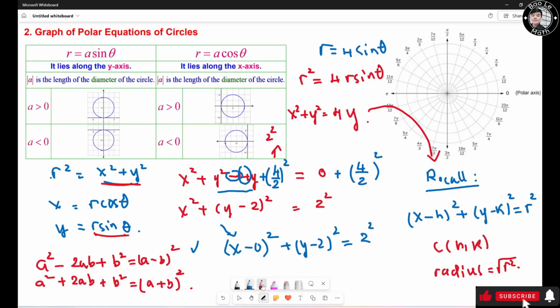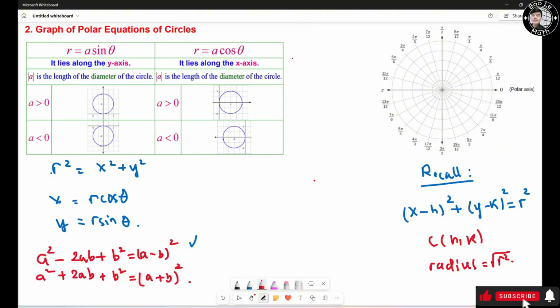So now the center should be (0, 2), and the radius, the square root of this one, should be 2. So when you graph this one, the center is (0, 2), right here. The radius is 2. So that's why you have the circle.